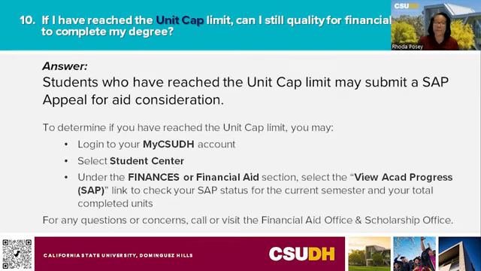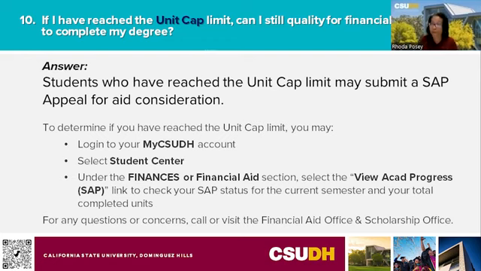Last one, number 10. If I have reached the unit cap limit, can I still qualify for financial aid to complete my degree? Answer: students who have reached that unit cap limit can submit a SAP appeal for aid consideration. It happens quite often for all different levels, whether it's undergrad, credential, or graduate professional. So don't be discouraged. Just go ahead and submit that SAP appeal. If you need to determine, hey, have I reached that limit because I'm not sure, what can you do to actually see it? Well, some instructions here.